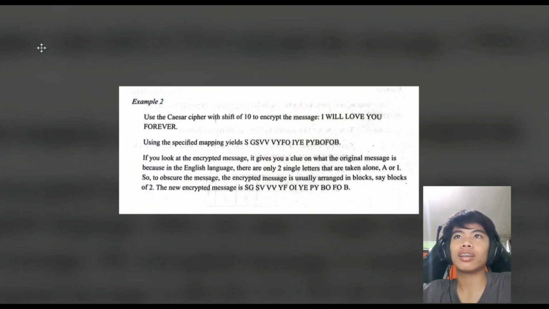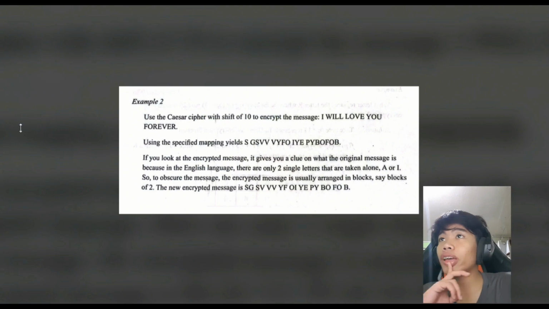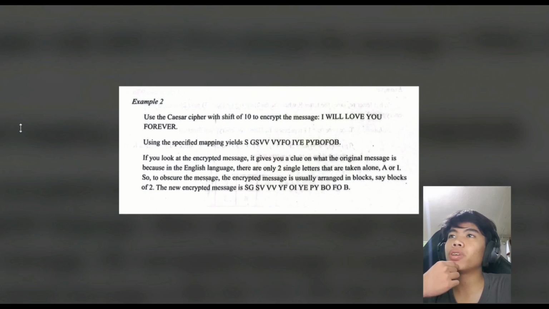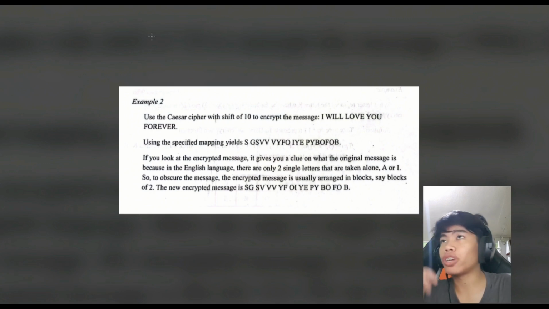So, dito sa example number 2, use the Caesar cipher with shift of 10, then encode the message, I will love you forever. So, use the specified mapping: SG, SVV, VYFO, IYE, PYBOFOB. So, ayan yung na-encode na Caesar cipher or shift cipher.